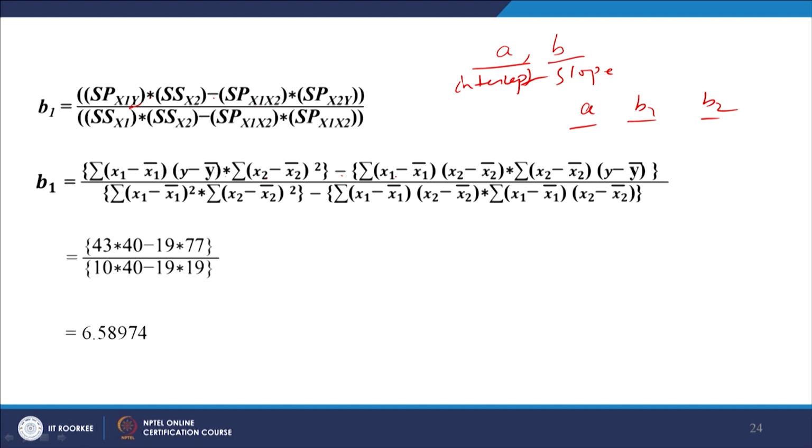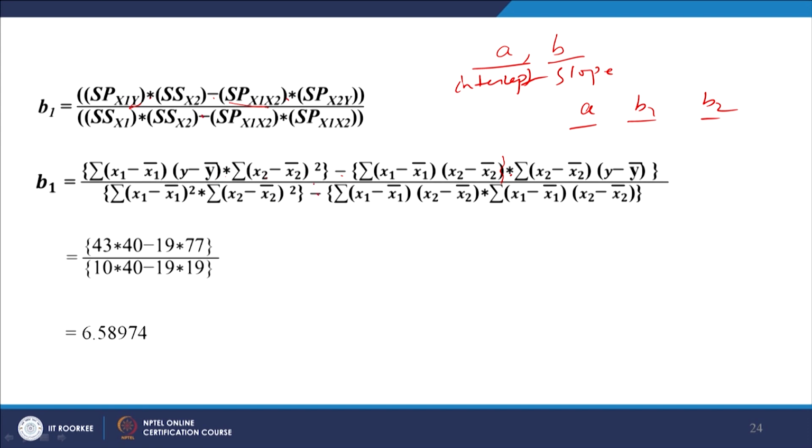So the sum of product of x1 first: x1 is x1 minus x1 bar, into x2 minus x2 bar. This is this part, up to this much. Then, into the sum of product of x2 y, where x2 is x2 minus x2 bar and y is y minus y bar, divided similarly by the sum of square of x1. X1 is x1 minus x1 bar, and since it is a sum of square, it is squared, into the sum of square of x2, so x2 minus x2 bar squared.